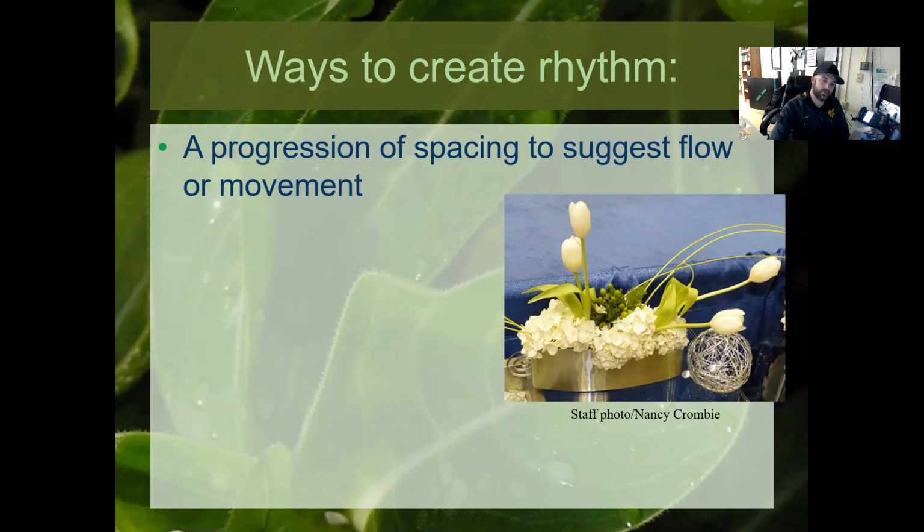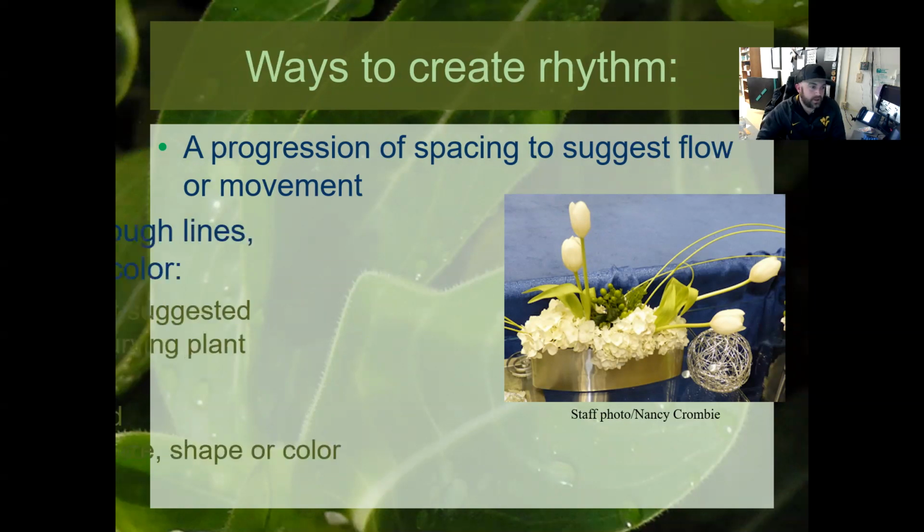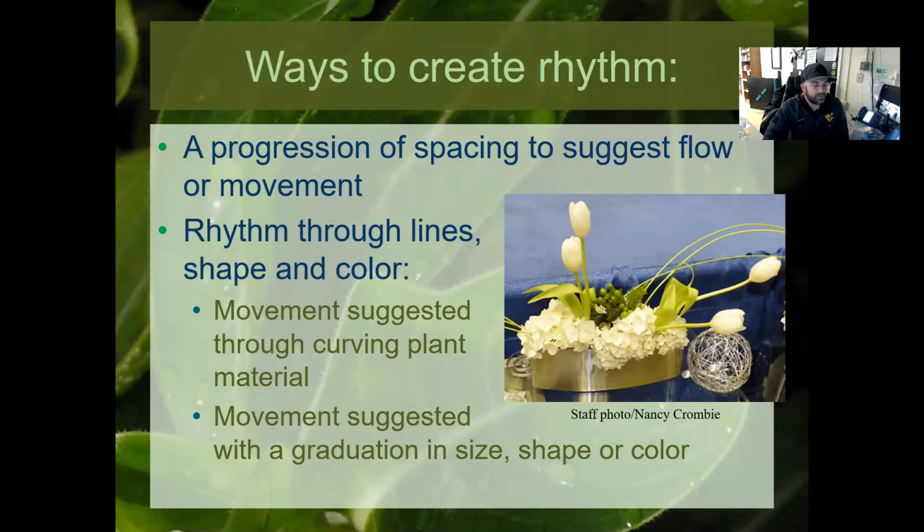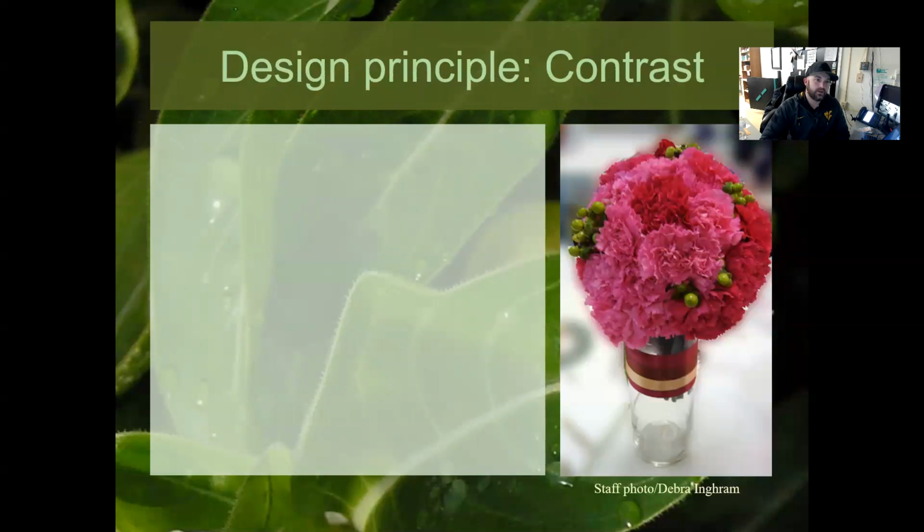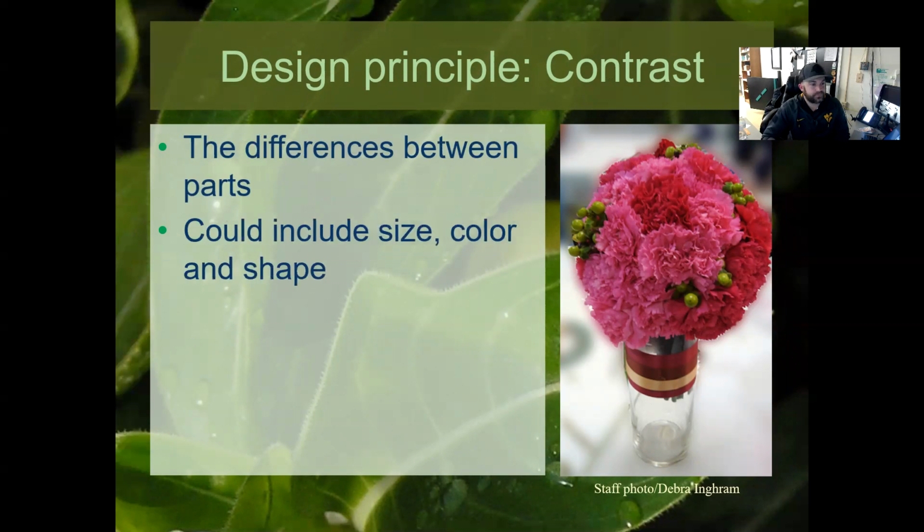As you can see on the right, you have a nice vertical element and then horizontal elements to the side with that curve. So rhythm through line, shape, and color, movement suggested through curving plant material, movement suggested with a graduation in size, color, and shape, which you can see here on that image on the right. Then contrast, the differences between parts, could include size, color, and shape, helps avoid monotony.